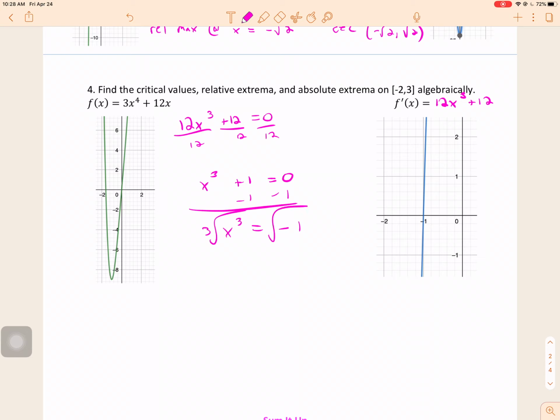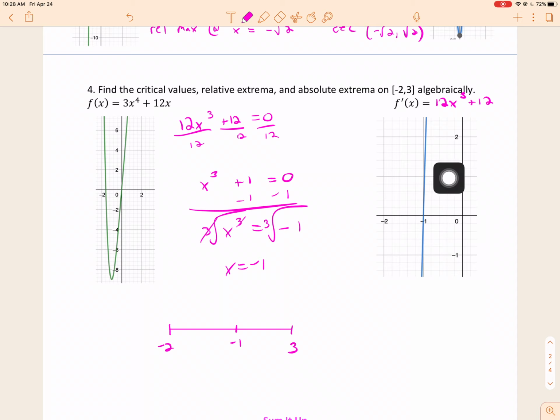What's the cube root of -1? Well, that is -1. So there's only one critical value, and that's why this graph, which kind of looks weird over here, I know that 12x cubed plus 12 has a lot of stuff going on, but we only need that one critical value here. So -1, and it's from -2 to 3.